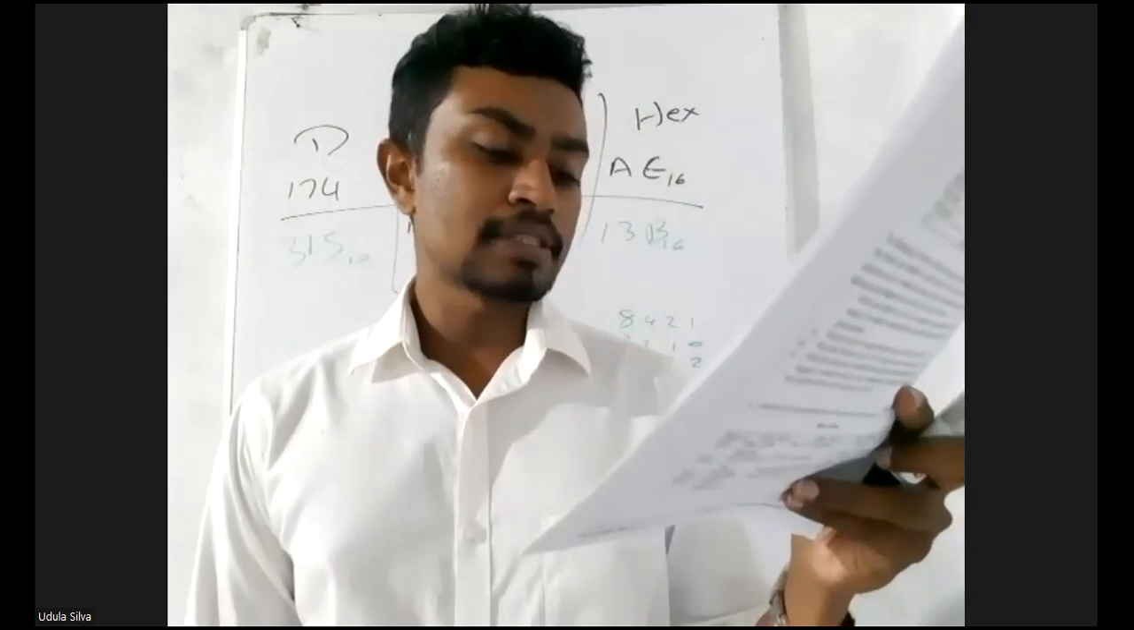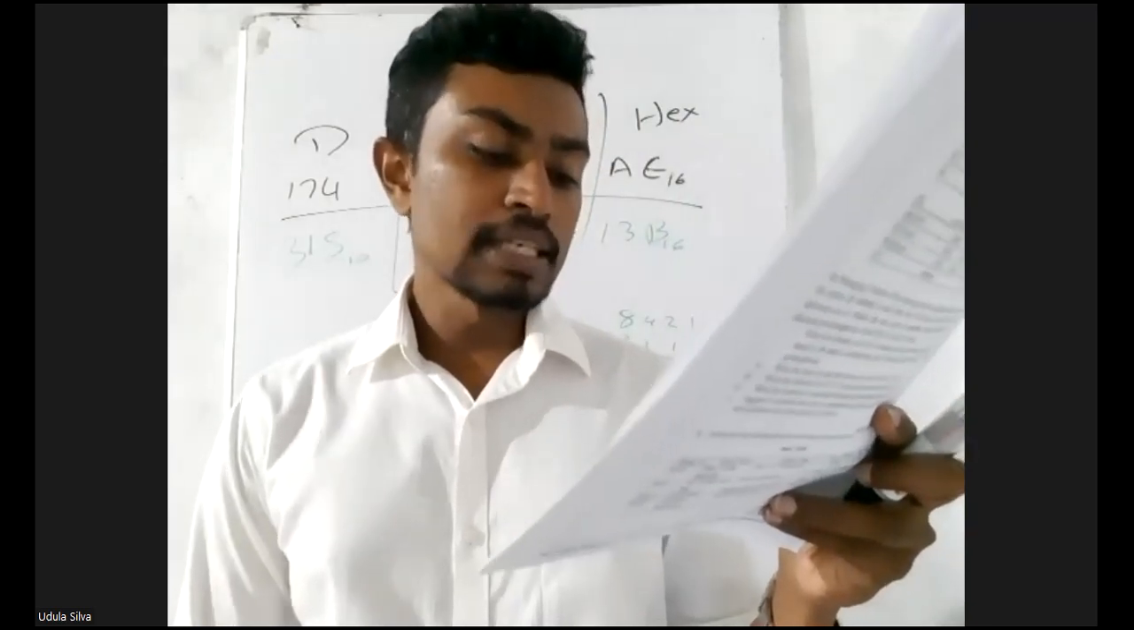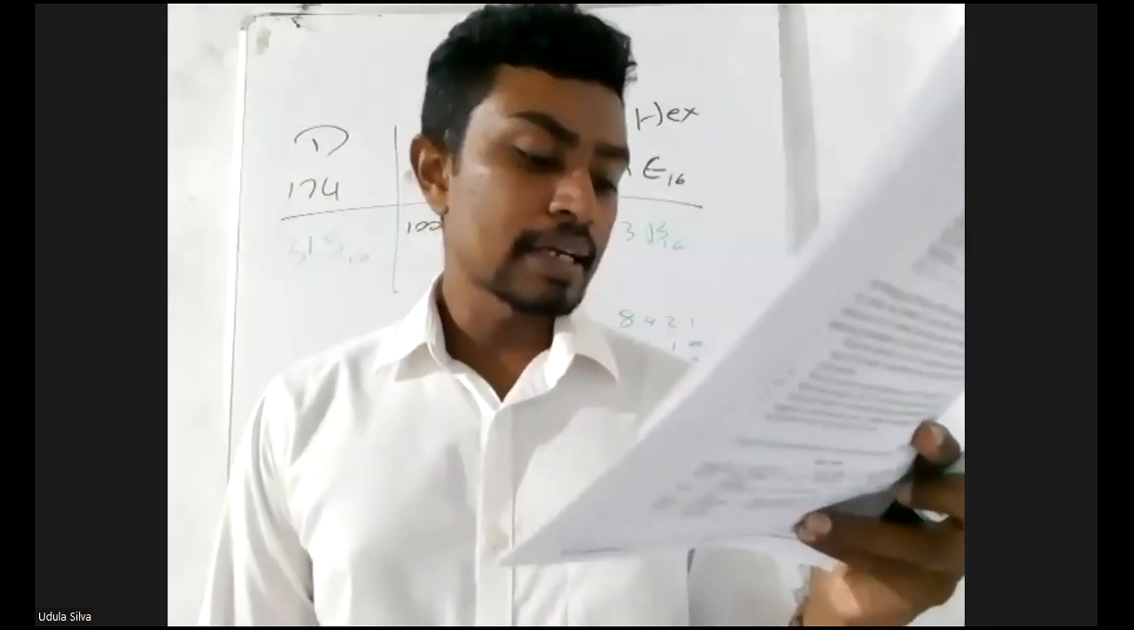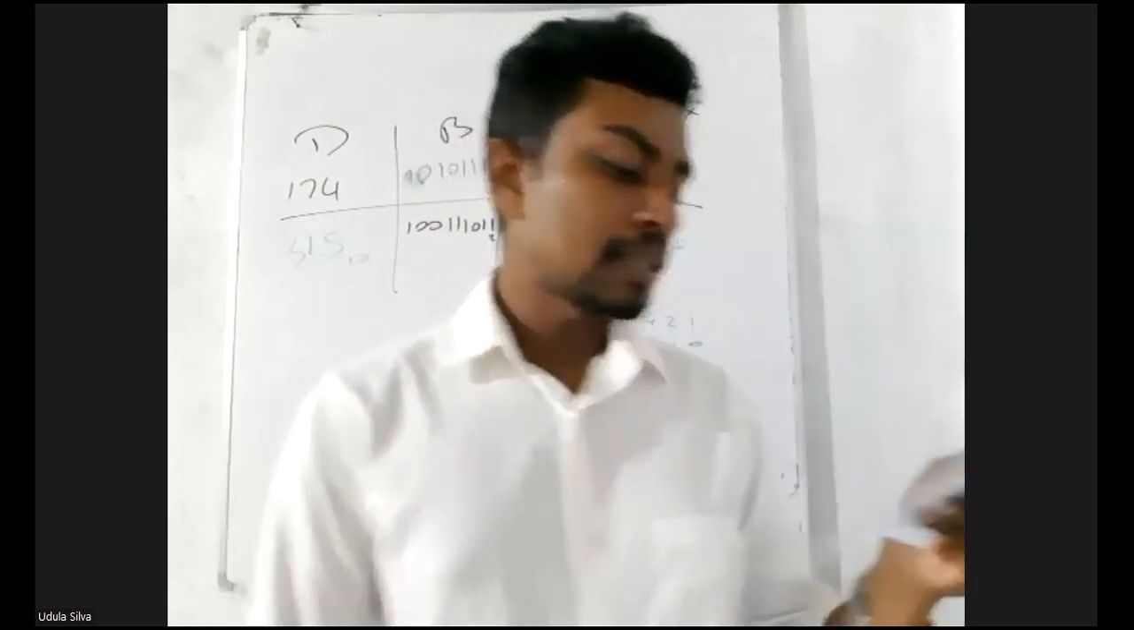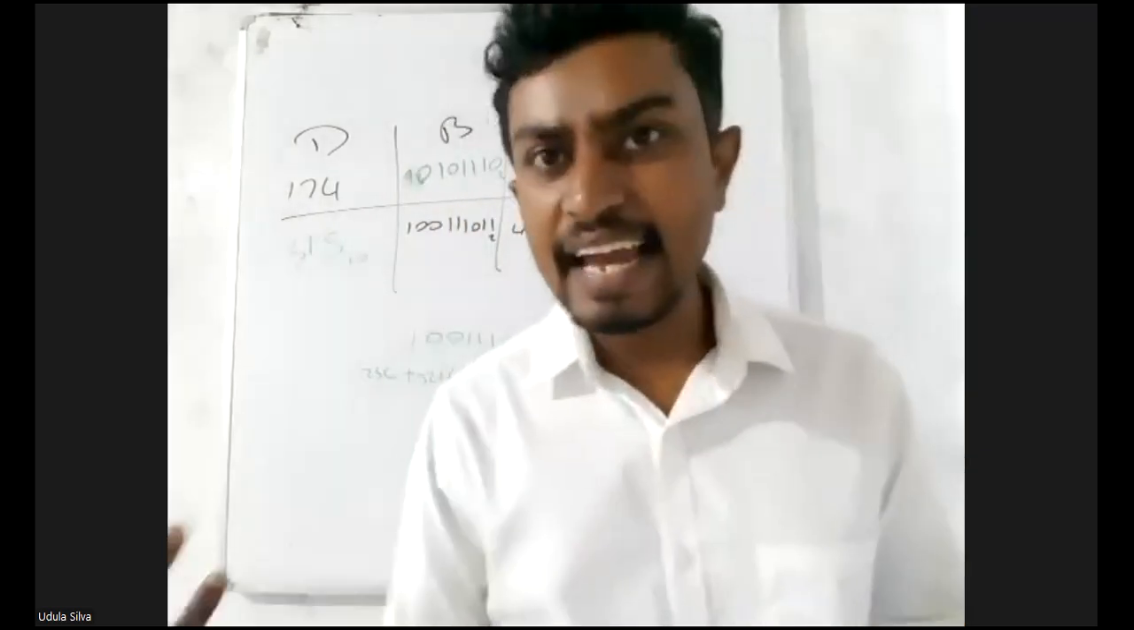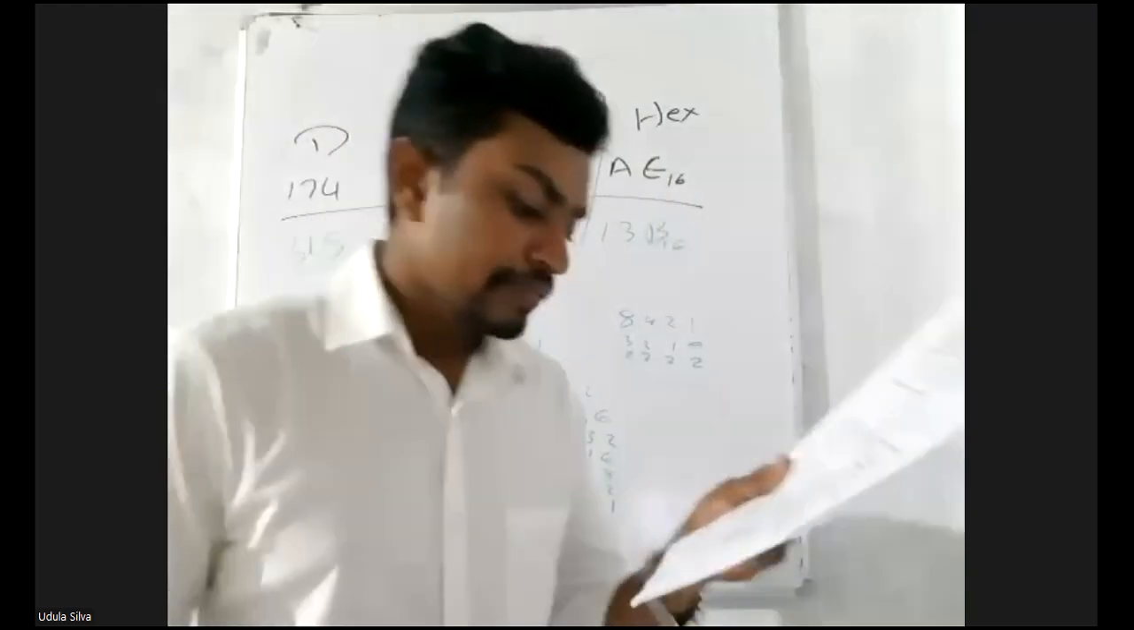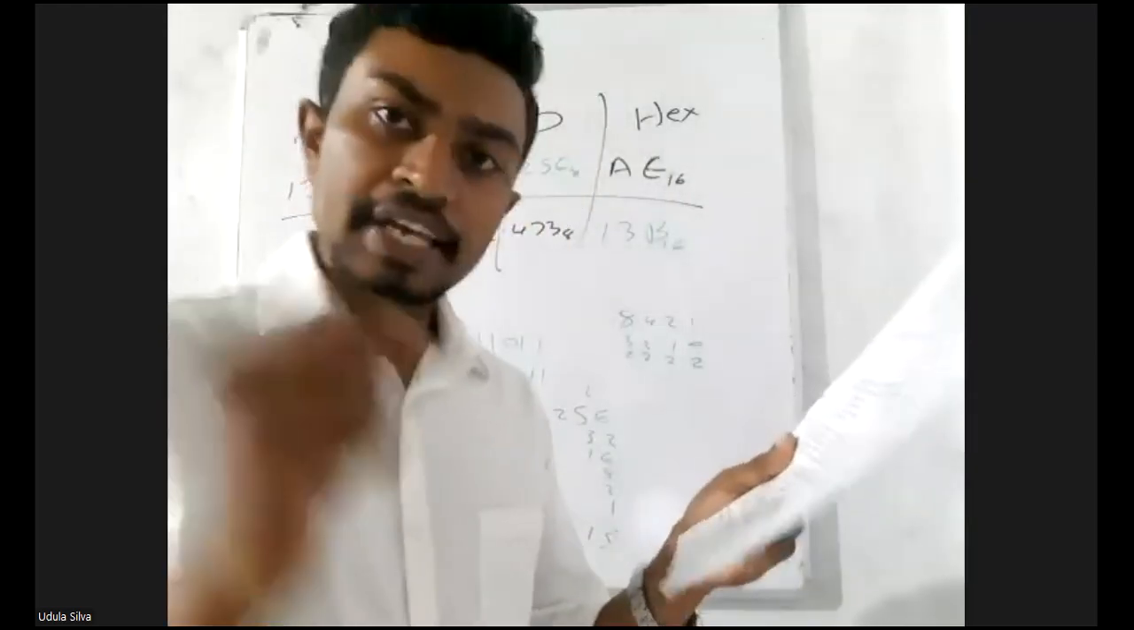10th one: the following is an array of 8 elements. Find the suitable term from the list given below and write it against each number. What is in the array? Defining an array: when you define an array, first of all you need to give the variable, right?